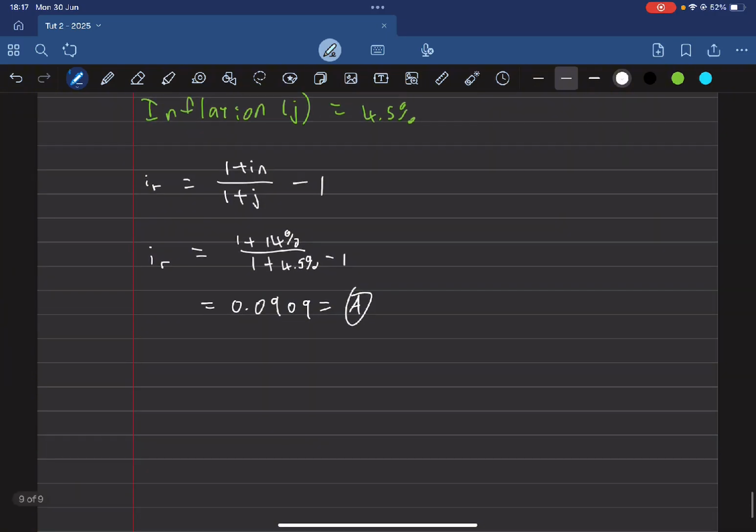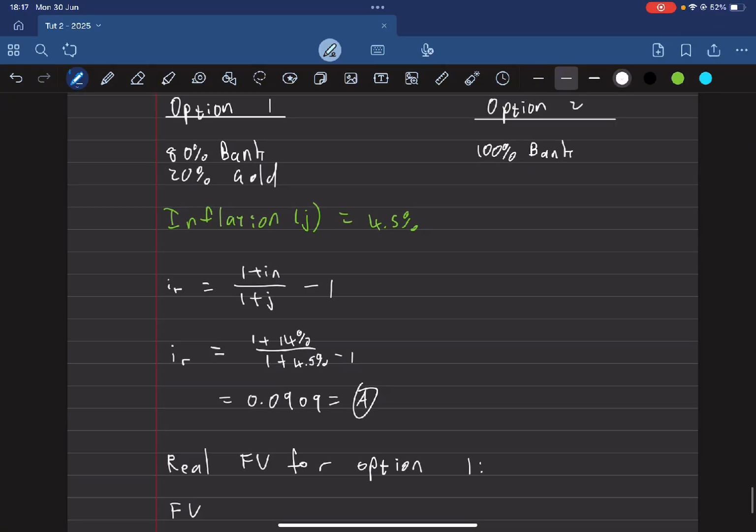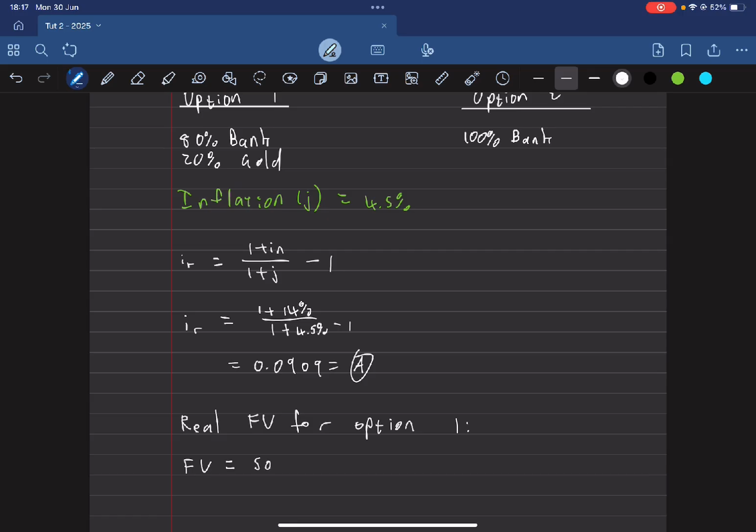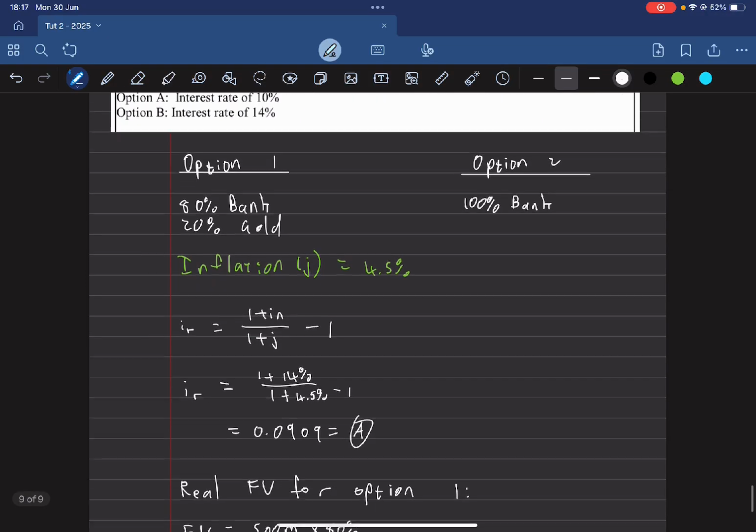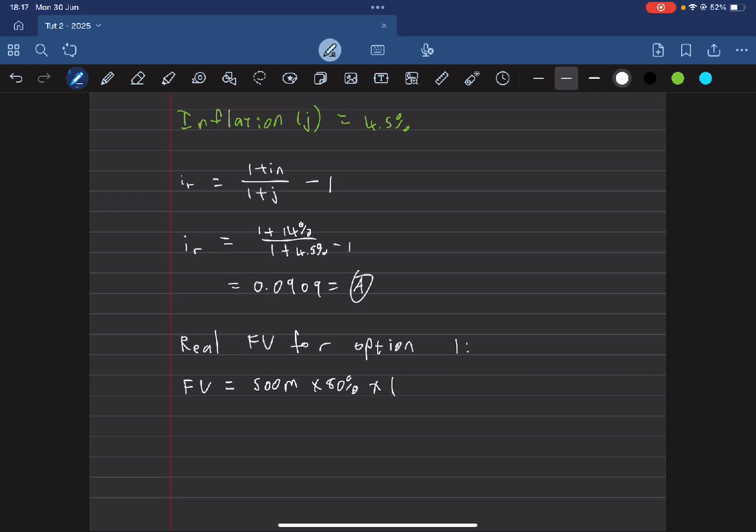Cool, so now let's work out the real future value for option 1. Option 1 is the one where we have 80% in the bank. So we're going to take his 500 million multiplied by 80%. That's the amount that he has invested in his bank account. And now we need to invest it for 10 years. If we're trying to work out the future value, this is going to be our real return. So it's going to be 1 plus A, which is your real return, to the power of 10, because you're investing it for 10 years. Okay, so that's his 80%.